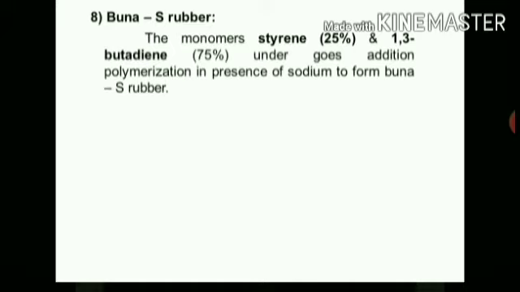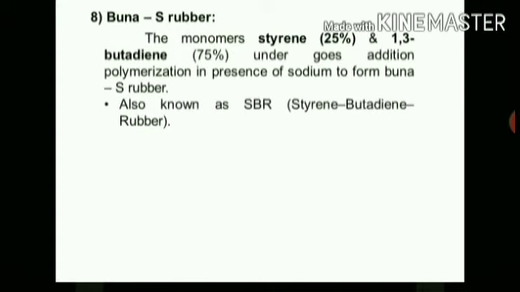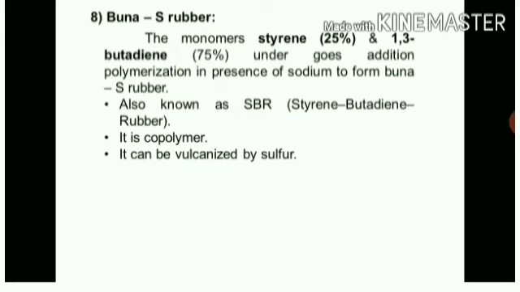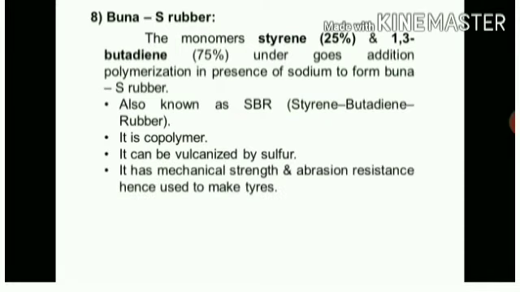sodium to form Buna-S rubber. It is also known as SBR, that is styrene butadiene rubber. It is a copolymer. It can be vulcanized by sulfur. It has mechanical strength and abrasion resistance, hence used to make tires.